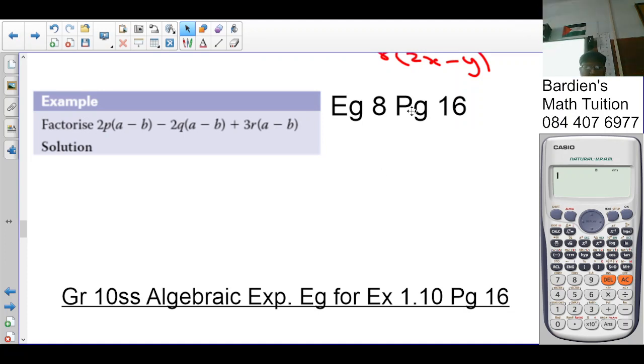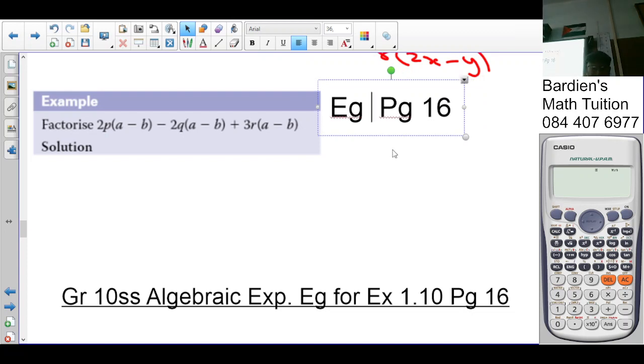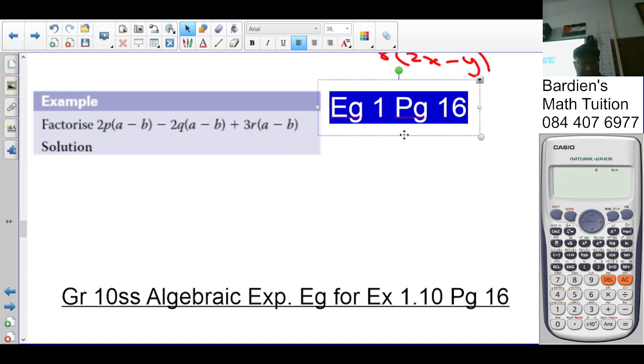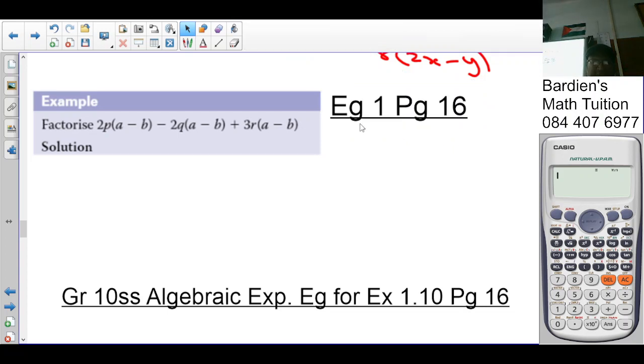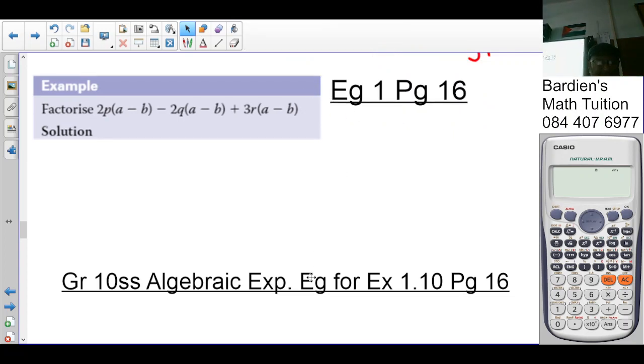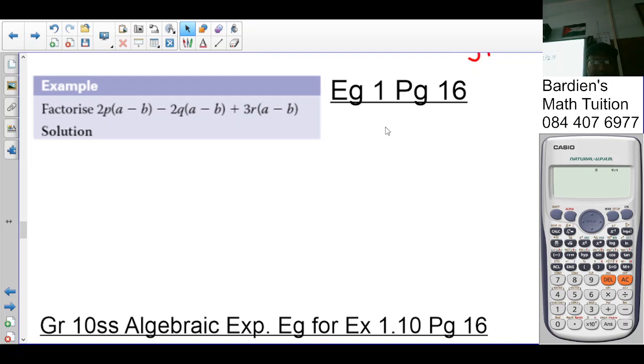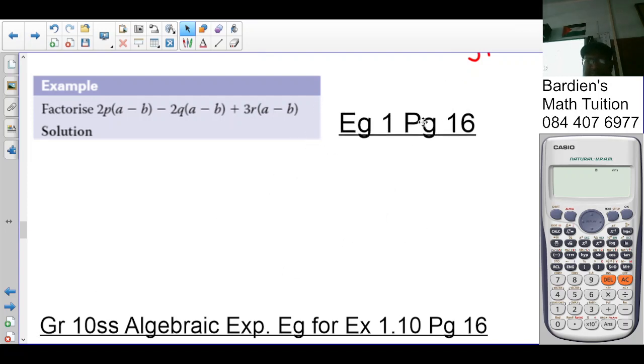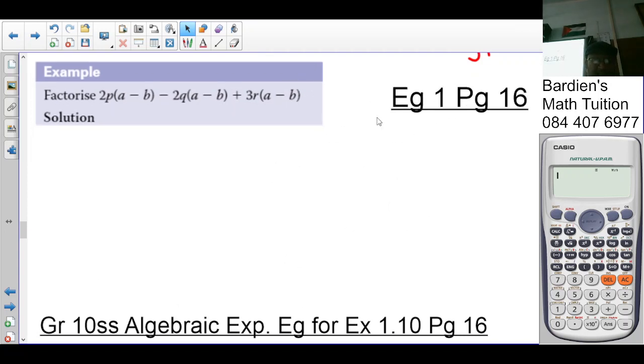So we're looking at the example. I don't think it's example 8. Example on page 16. Okay, we're looking at the example on page 16. So the question says to factorize. Okay. And we're doing the examples for exercise 1.10 on page 16 as well. Okay. So the question is to factorize.